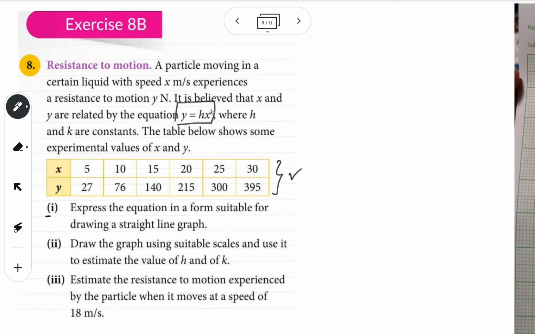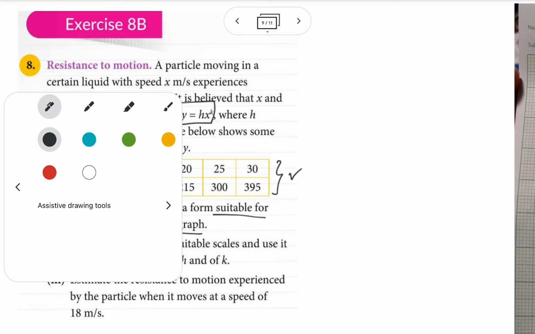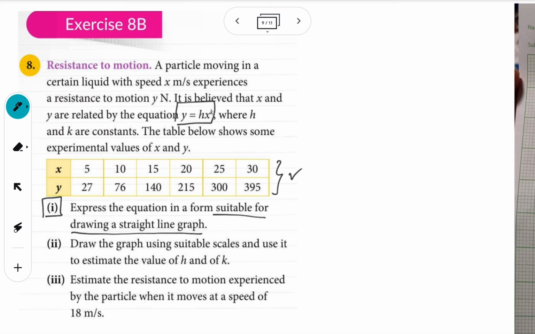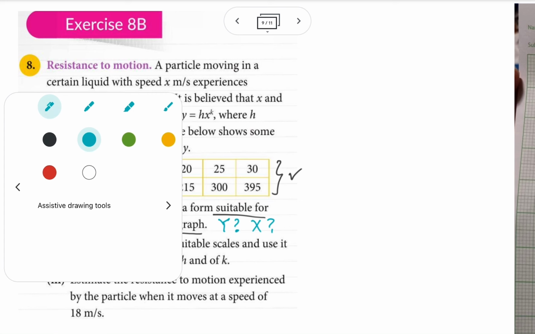The first part of the question is to express the equation in the form that is suitable for drawing a straight line graph. This is one of the uncommon questions, because commonly we will actually tell you what is big Y, big X. But they didn't tell you what is big Y, neither did they tell you big X. So we actually have to create our own equation ourselves, using linear law.